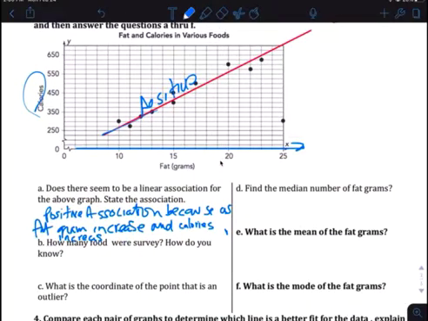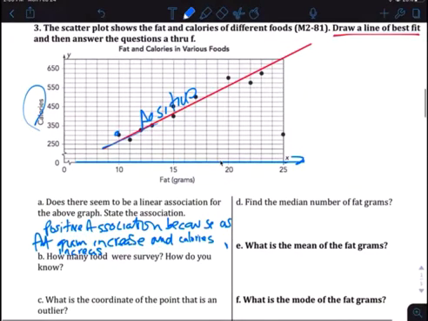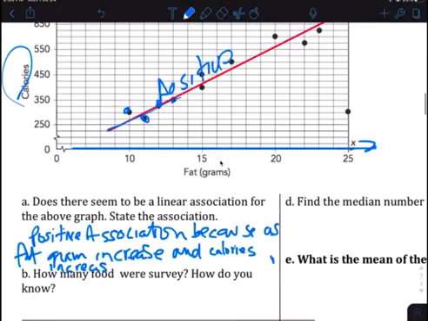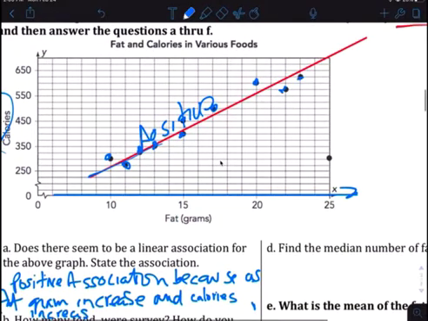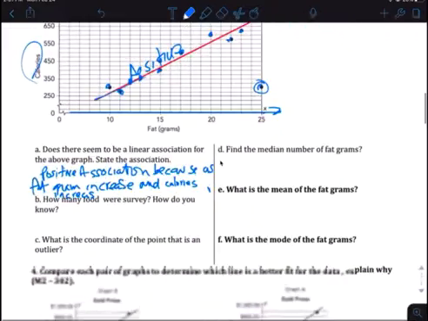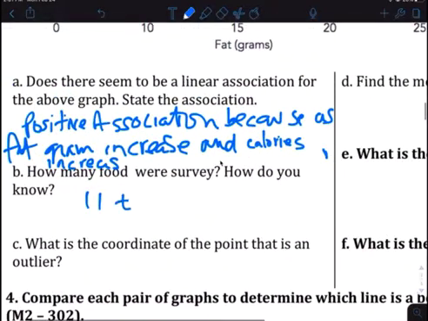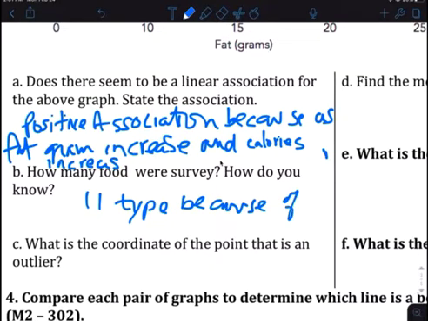How many foods were surveyed? Okay, how many dots? 1, 2, 3, 4, 5, 6, 7, 8, 9, 10, 11. 11 is the outlier here. 11 types, because of the dots.